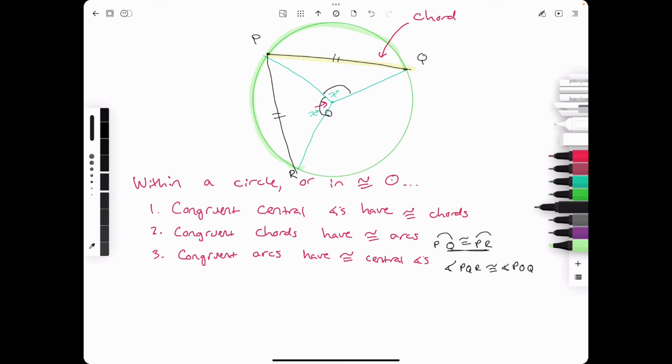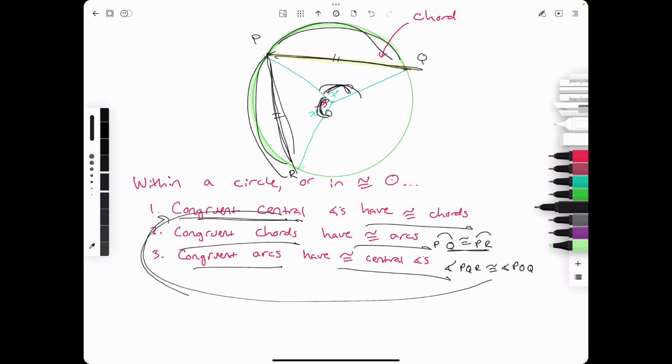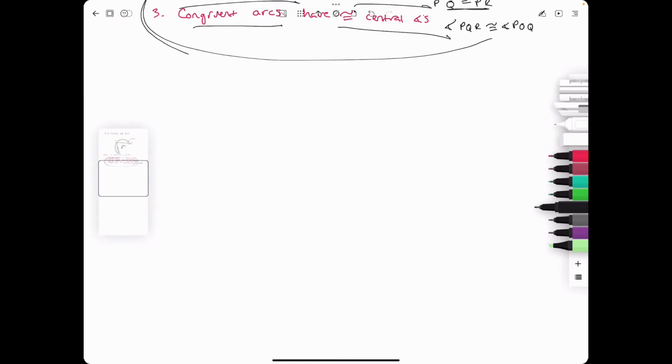These two are congruent. So basically, if you have central angles that are congruent, you have chords that are congruent. If you have chords that are congruent, you have arcs that are congruent. If you have arcs that are congruent, you have central angles that are congruent. It kind of brings you a full circle, right? And back again. Like a nice little circle, you could just keep going and going. Let's try and use this.